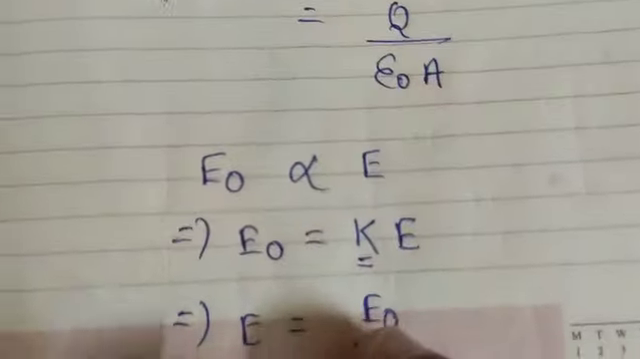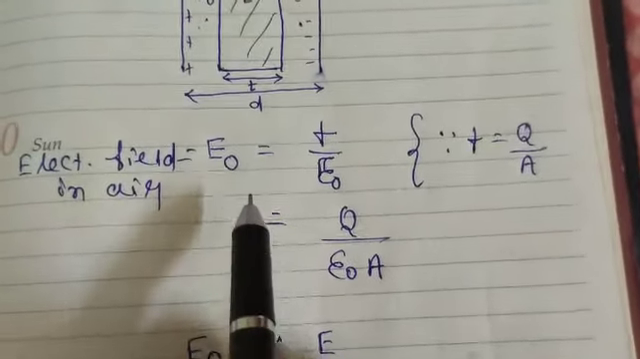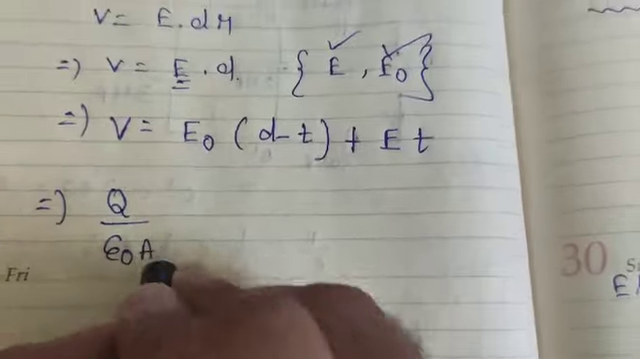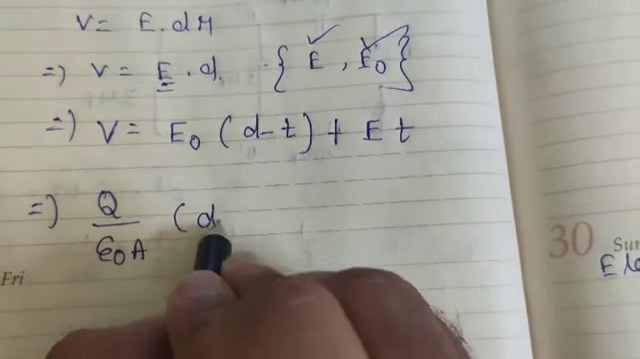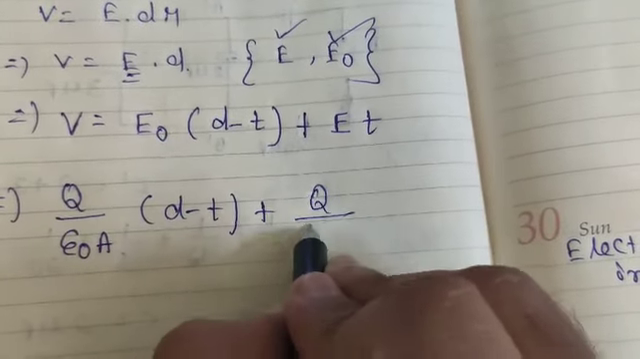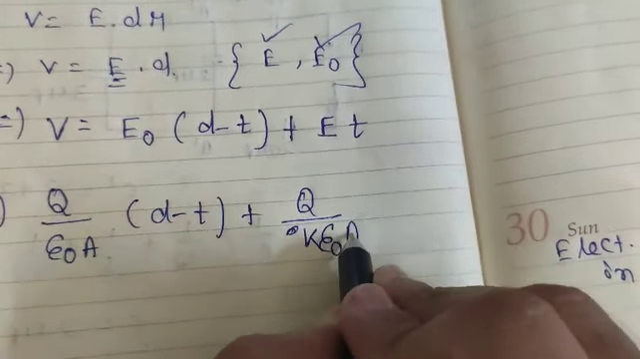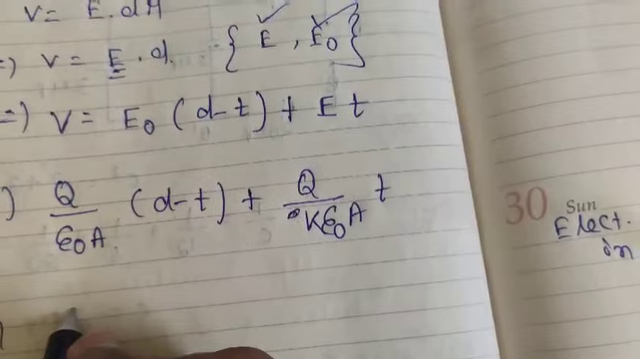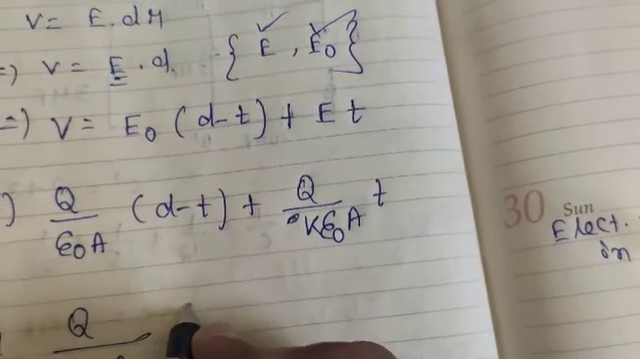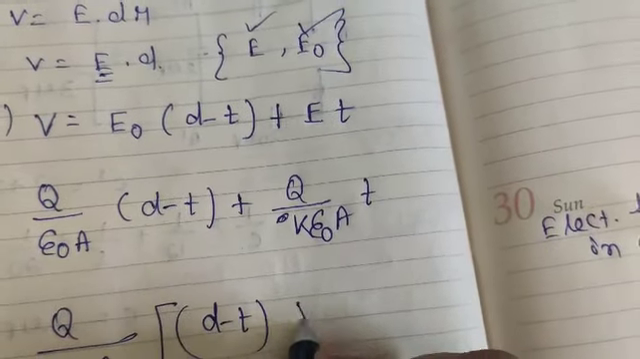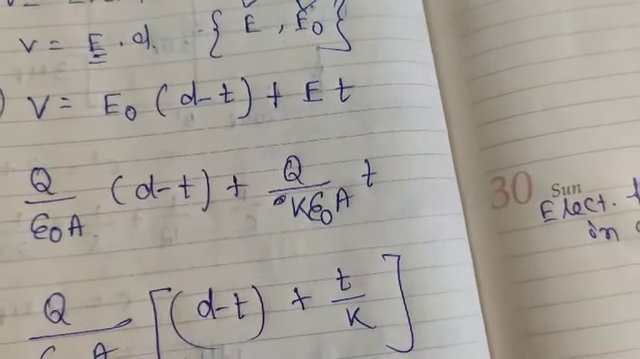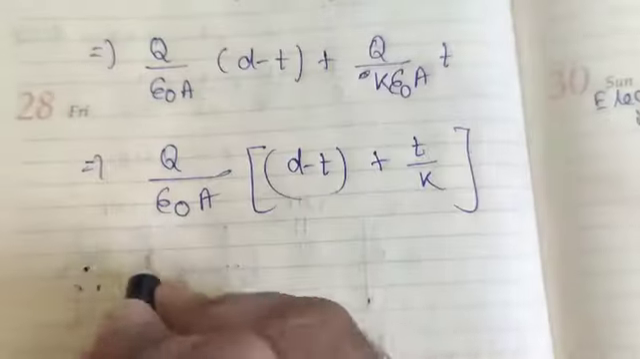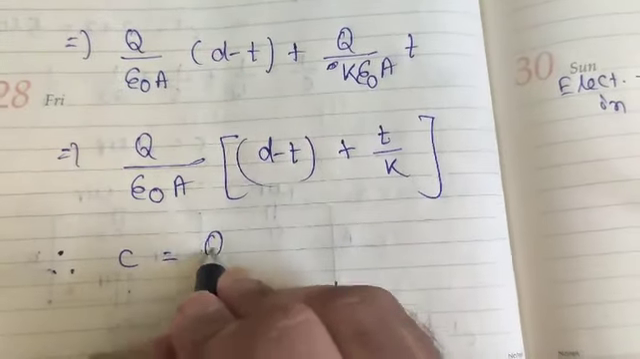Okay. So next you can derive, place the value of E naught. Here we have already found E naught equal to Q by epsilon naught into A. Let us place it here: Q by epsilon naught A into D minus T plus Q by K epsilon naught A into T. If you solve, you will get Q by epsilon naught A into D minus T plus T by K. So let us now find what the capacitance is. The capacitance formula is Q by V.